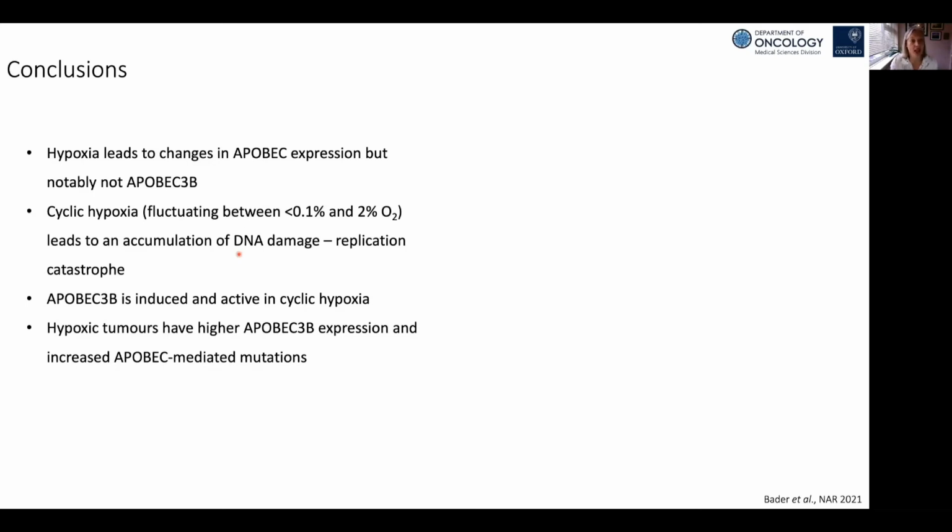We know that APOBEC3B is not only induced, but it's active in cyclic hypoxia. We can see that from our functional assays. And that led us on to interrogating patient samples. And again, we see clear evidence of a link between hypoxia and A3B expression and activity.